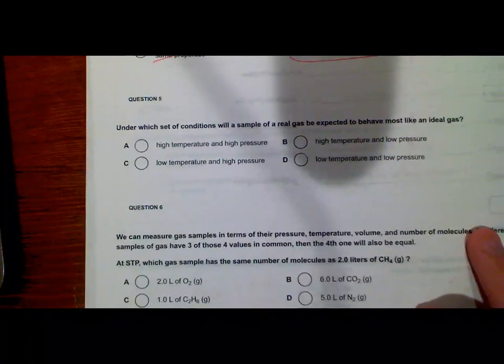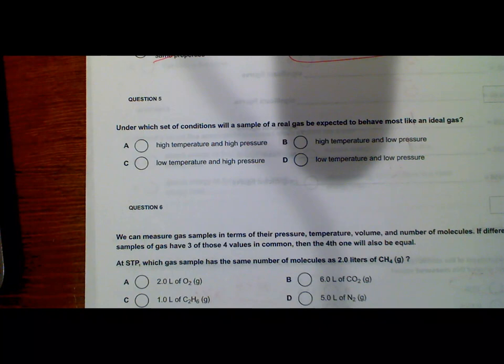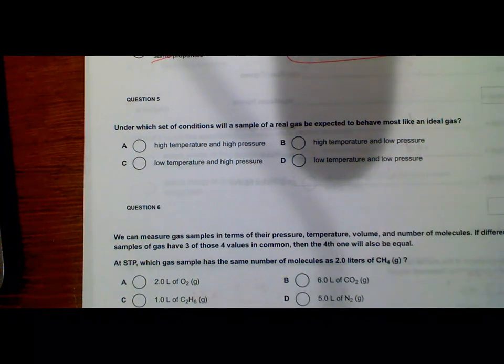Under which set of conditions will a sample of a real gas be expected to behave most like an ideal gas? I give 4 giant red arrows pointing to this question in class every year. This is something you gotta know. To behave most like an ideal gas, how we expect gases to behave, this kind of theoretical idea of how gases should act, we want gases to have lots of energy, be basically bouncing all over the place, spreading out as much as they can, not being held back, not slowing down. To do that, you want something with high temperature, so I'm going to get rid of the low temperature choices.